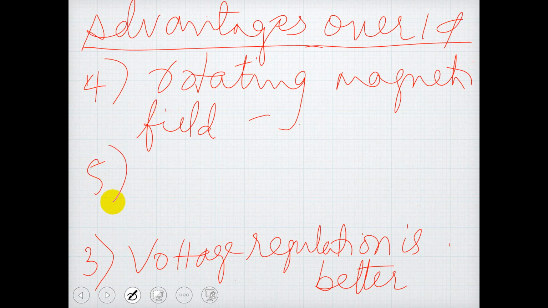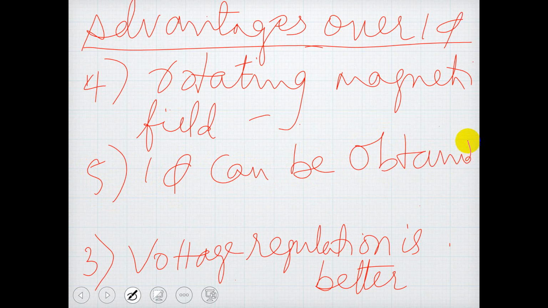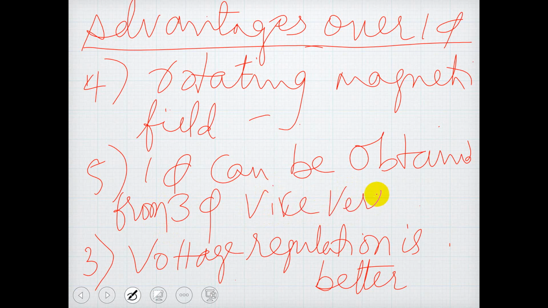Next, the fifth point is that single phase can be obtained from three phase. But vice versa, it is not possible. That means three phase cannot be obtained from single phase. Single phase you can obtain from three phase, but three phase you cannot obtain from a single phase.